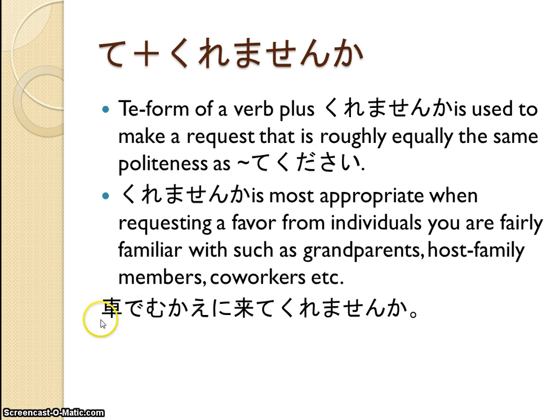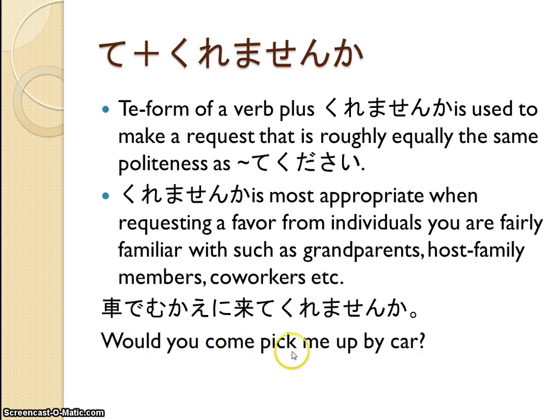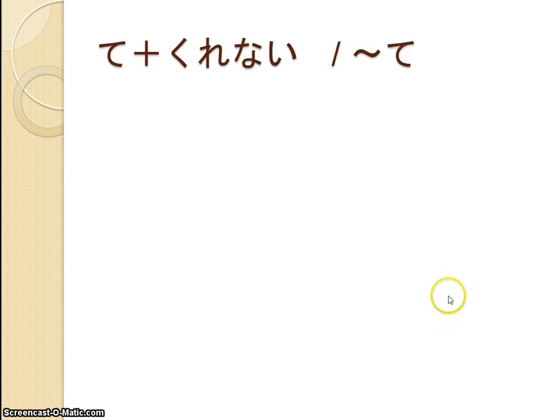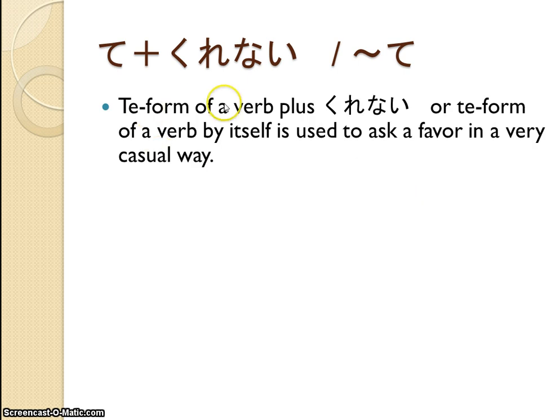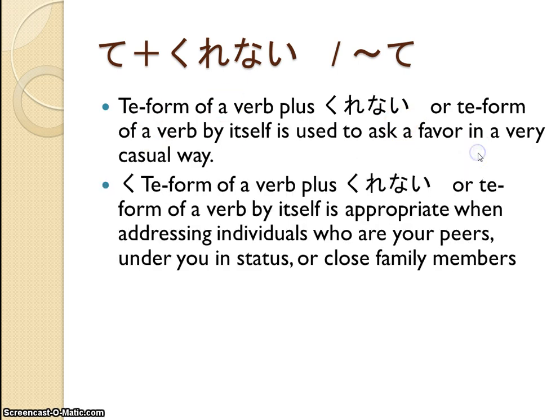Let's take a look at the example. 車で迎えに来てくれませんか? So 車 and then 迎えに来て. That was one of the verbs from this week. Would you come pick me up by car? Okay, the next one is te kurenai, or just the te form. You use this to ask a favor in a very casual way. I don't know why there's a ku in there. It should just say te form.